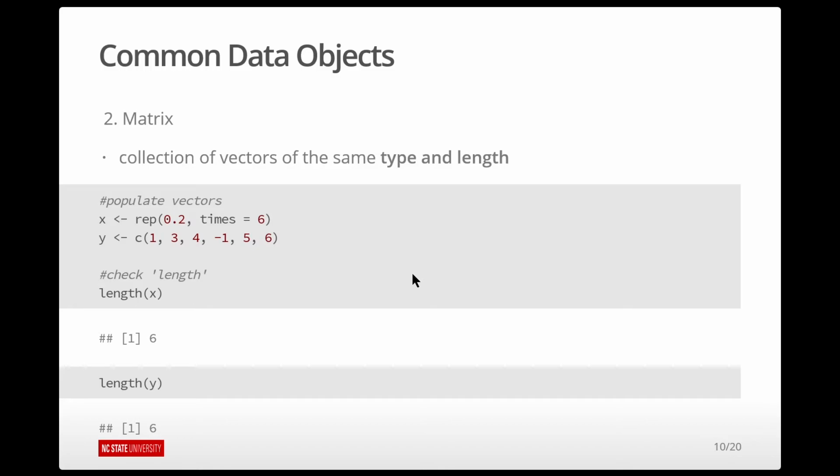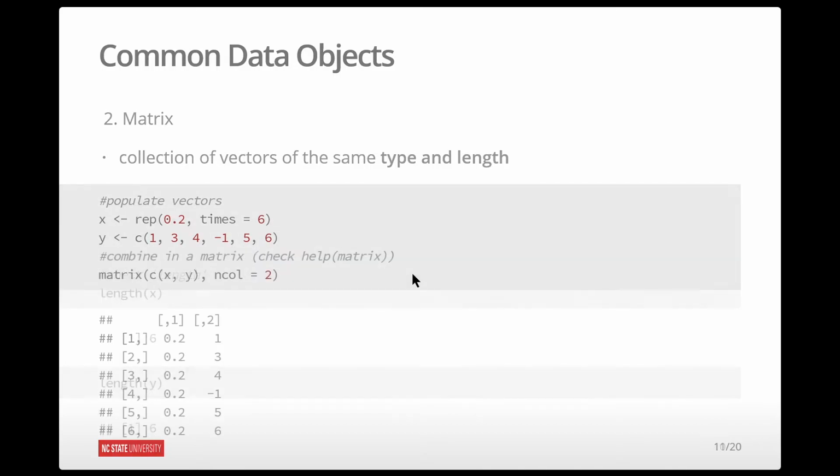And then we could look at the length of those. So length is the function to look at how long a vector is. So I give it length x and y, those are both 6. So these 2 vectors, same type, same length, they could be put into a matrix, and we could look at them that way. So how do we create a matrix?